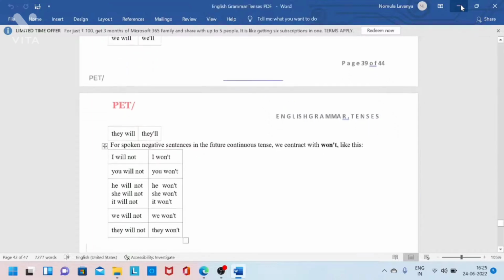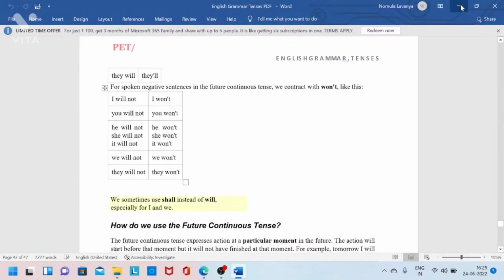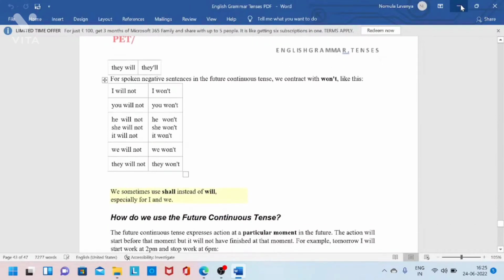So all this, I have shared on my screen. You can also observe: they will not, they won't. Okay, we sometimes use "shall" instead of "will", especially for I and we. Sometimes instead of "shall", we'll also be using "will", especially for I and we.